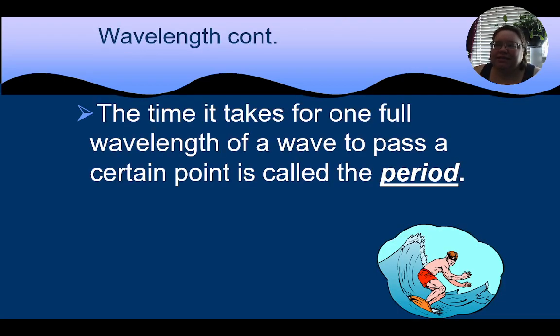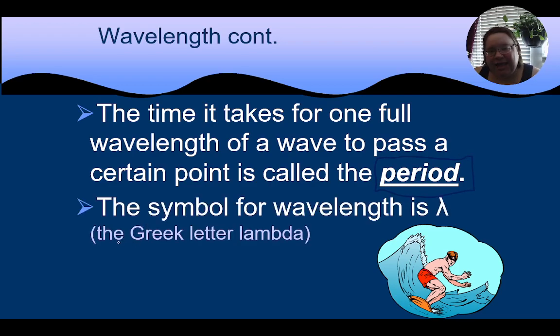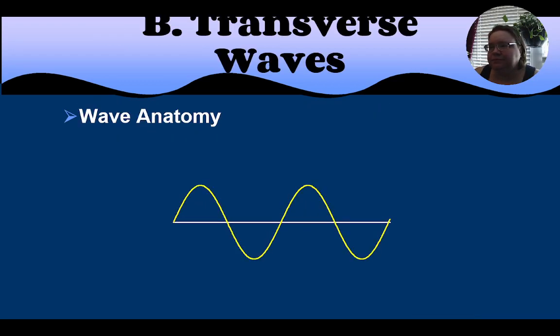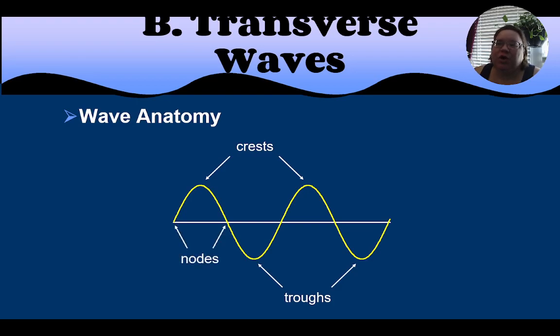Now, the time it takes for one full wave to pass a certain point is called a period. So a period is a measurement of time. It's the time it takes for one full wavelength. And for some reason, its variable is that upside down y. It's called a lambda. So you will need to make certain that you know the different parts of a wave.